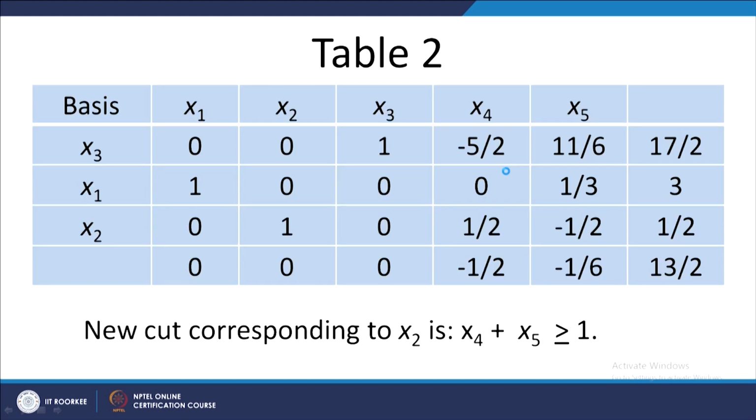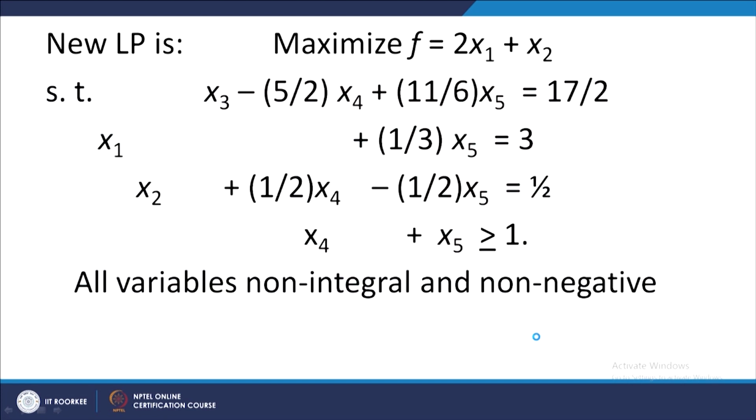Table 2 gives you the result, and from table 2 you find that the new cut corresponding to x2 is the following: x4 plus x5 is greater than or equal to 1. This has to be obtained in the same way as I have explained for the x1 variable. So this additional constraint has to be imposed. Now the new LP becomes the following. Again, x4 plus x5 is greater than or equal to 1. This constraint has been added corresponding to the cut that we have obtained.